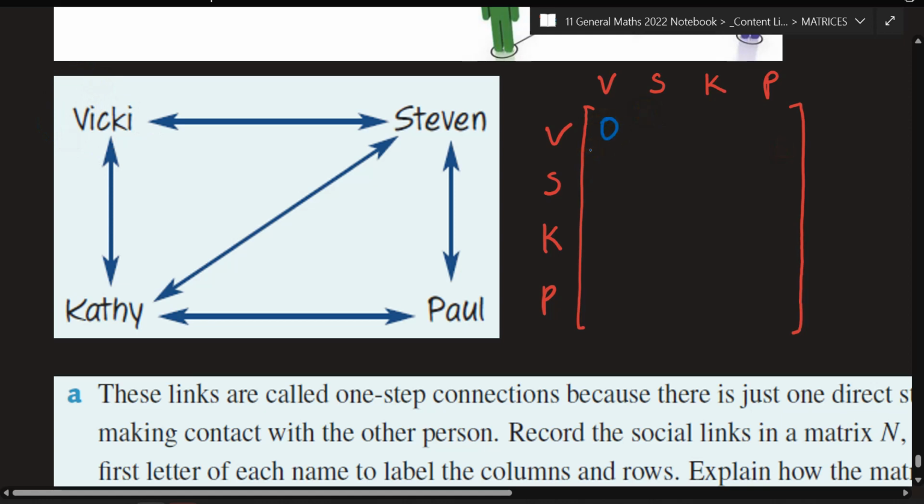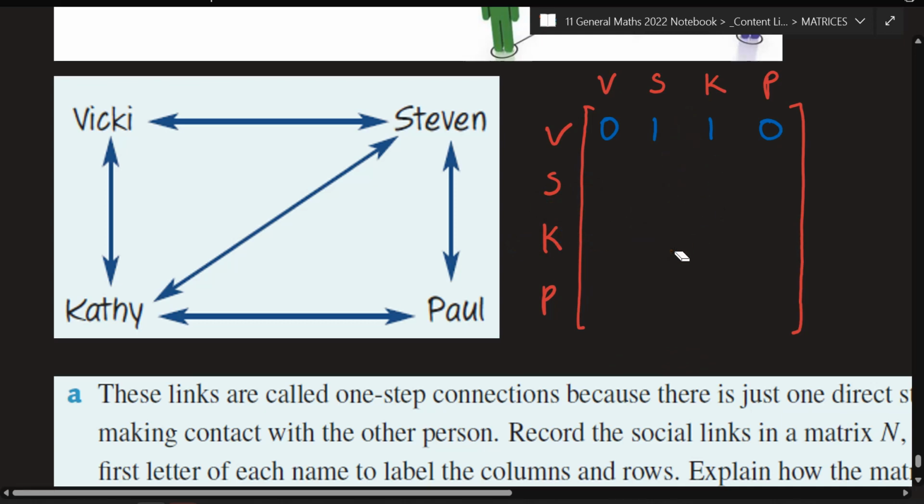Okay, what about Vicky to Stephen? How many connections are there? Just direct connections, one step. 1, yeah, so V to S is 1. V to K, Vicky to Kathy, is also 1, but V to P is 0. No direct connections. Just for now, when I'm doing this, I'm reading it as from this person to that person. Sometimes when you get into the U12 stuff, it might be reversed. You just have to make sure you read the diagram, because you might say it's from here to here. So just be mindful of it. For now, I'm just referring to it as from here to there.